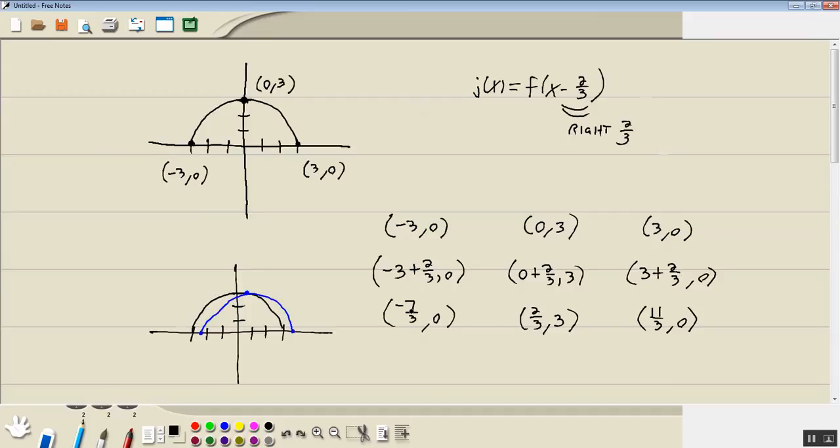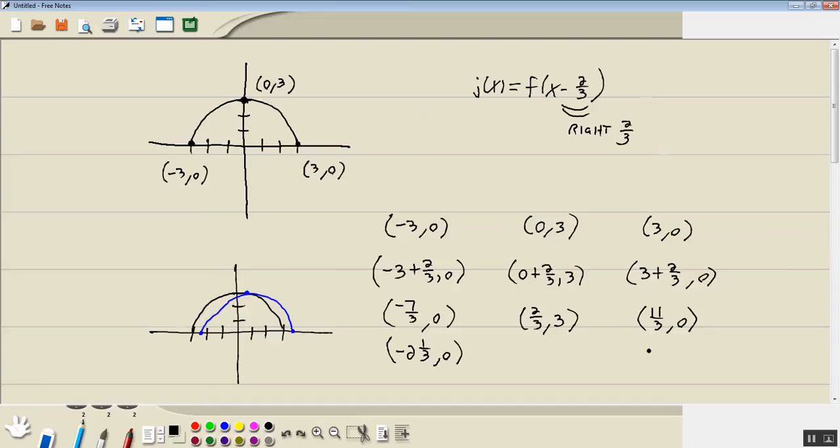Now it's really hard to look at these and see where they fall. Where in the world is -7/3? So you can change it to a decimal or to a mixed number. So that'd be -2 1/3, 0. And you can see -2 1/3, that's about where I put it. If you're not sure you put it in the right place, make your dot a little bit bigger. That'll cover it. 2/3, 3. Yeah, that looks about 2/3 and 3.